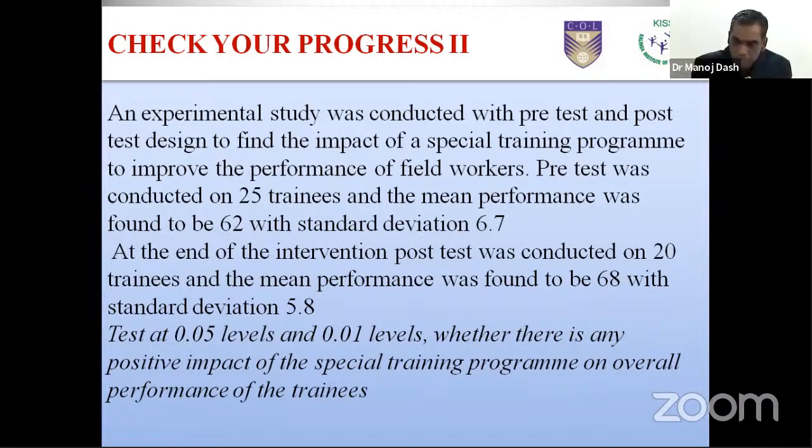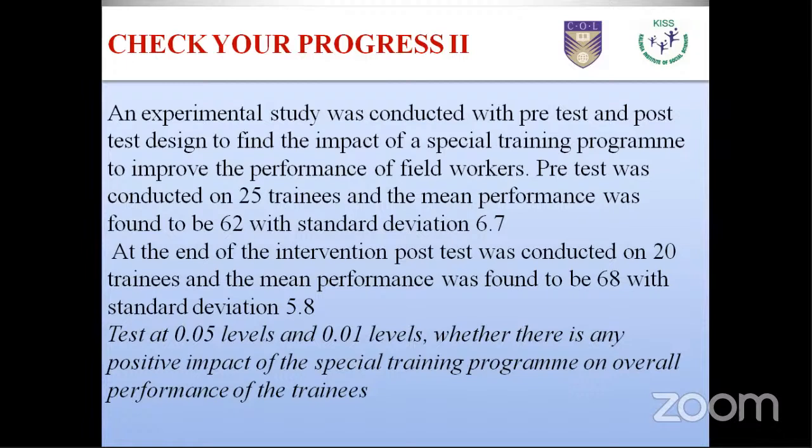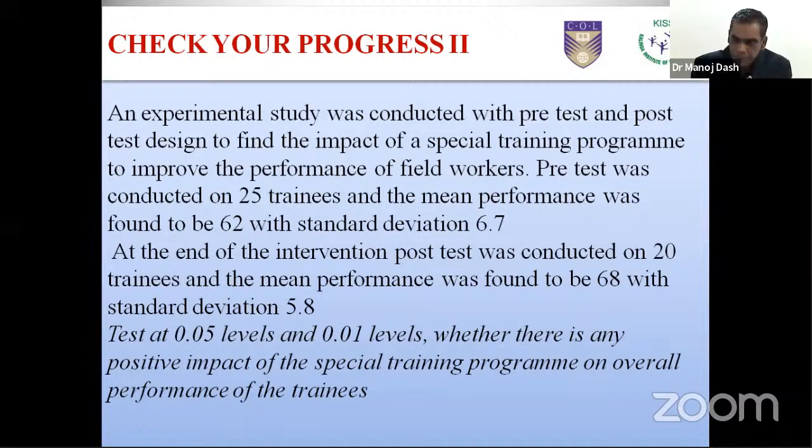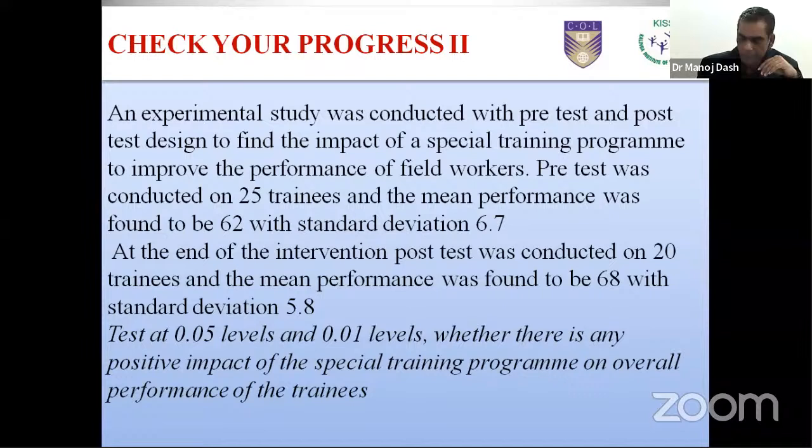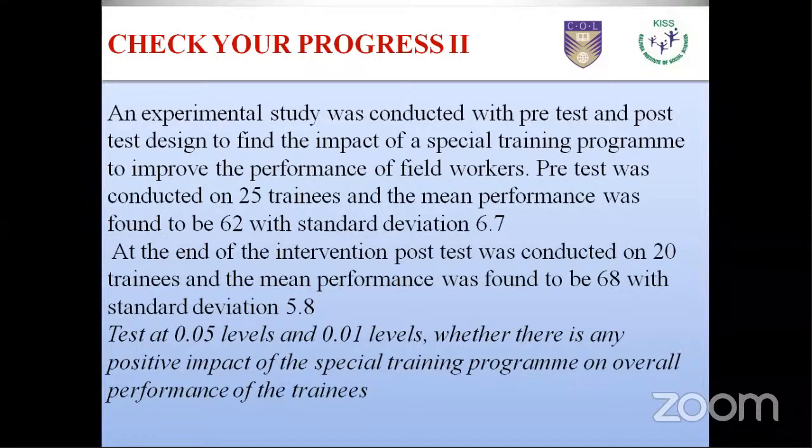And another intervention for this. They have given 2 types of population. One is 25 and another is 20. And they have given 2 means, one is 62 and another is 68. And 2 standard deviations for the 2 types of training, one is 6.7 and another is 5.8. And they also tell that we need to test at 2 different significance levels, one is 0.05 and another is 0.01.